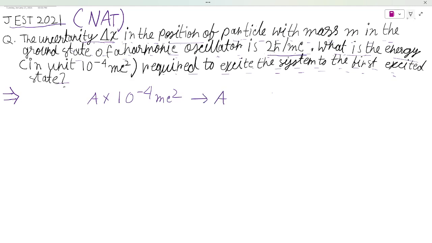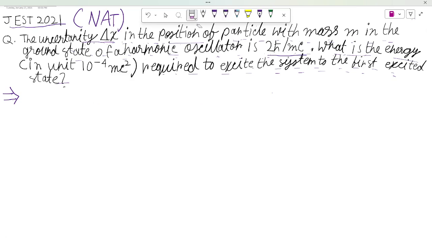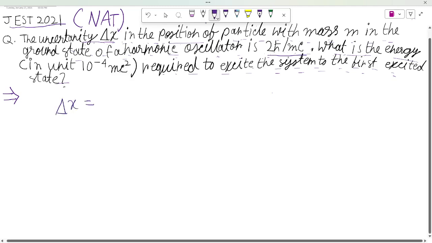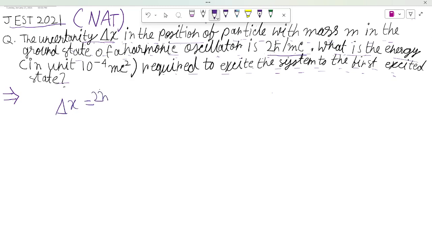So let us solve the question. The uncertainty of position, that is delta x, is given in the question as 2h cross by mc, and this is for the ground state. Ground state means n equals 0.